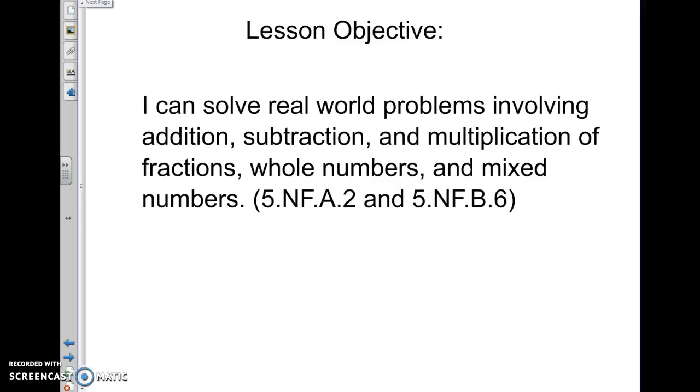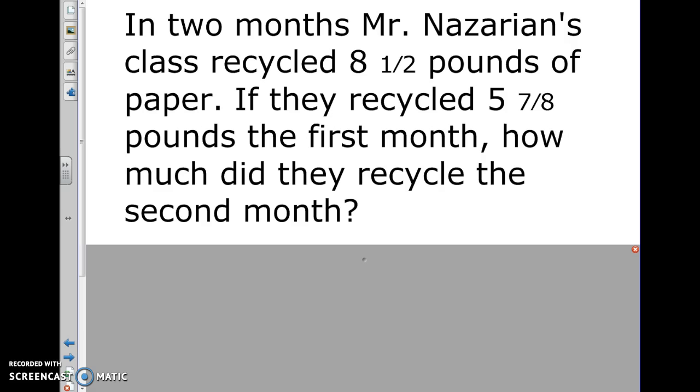Our lesson objective today: I can solve real-world problems involving addition, subtraction, and multiplication of fractions, whole numbers, and mixed numbers. 5th grade standard numbers and fractions A2 and 5th grade standard numbers and fractions B6. In 2 months, Mr. Nazarian's class recycled 8.5 pounds of paper. If they recycled 5 7/8 pounds the first month, how much did they recycle the second month?